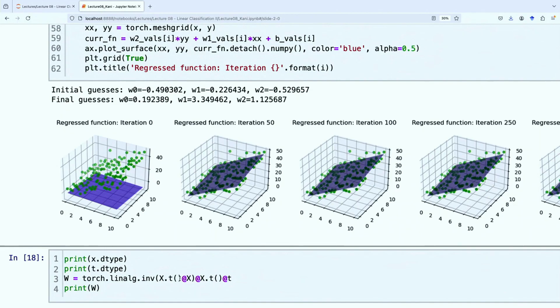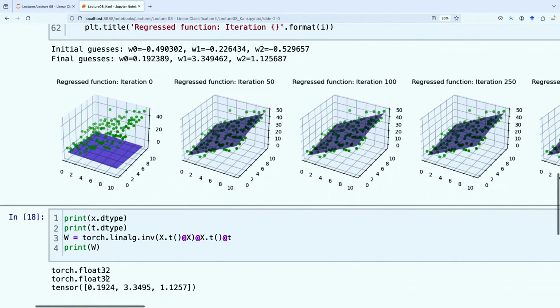The only difference is that now, instead of X only having a column for W0 and W1, X has a column for W0, W1, and W2. So X is slightly larger, but all of that is accounted for. If you do the same matrix math, you get the optimal values, which is fairly close to what you get over here with gradient descent. Okay? So that's kind of cool, isn't it?